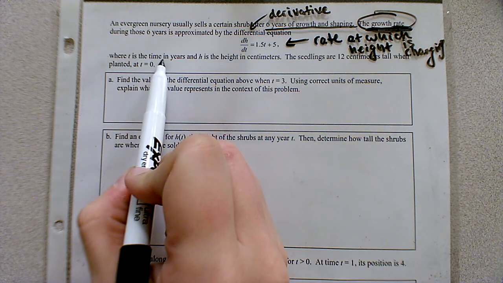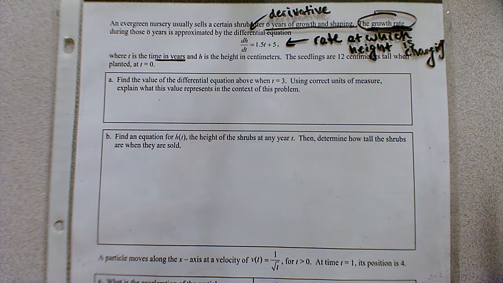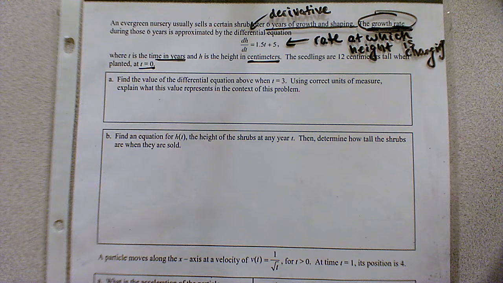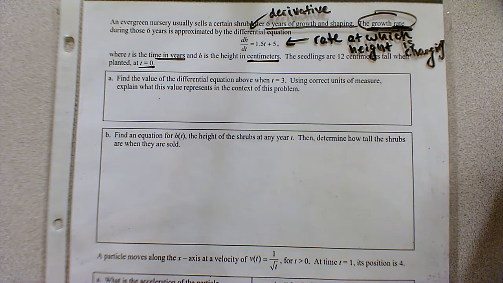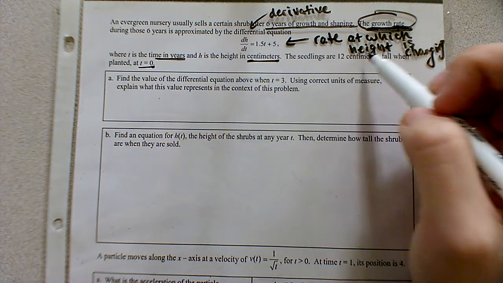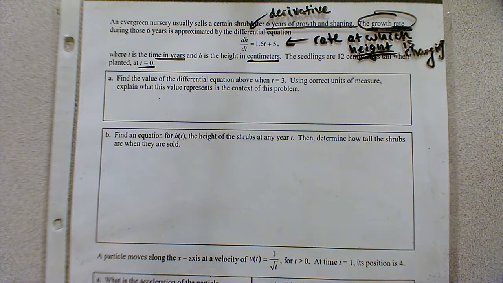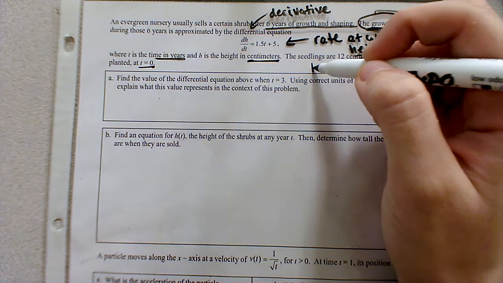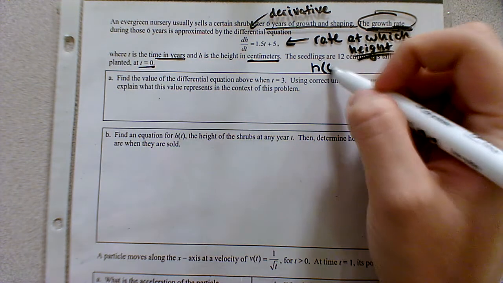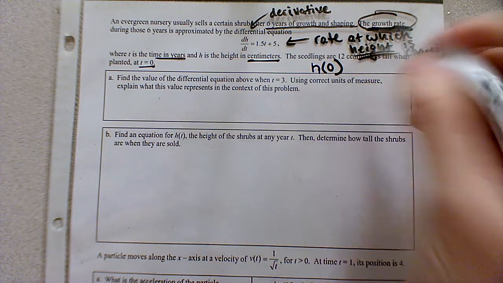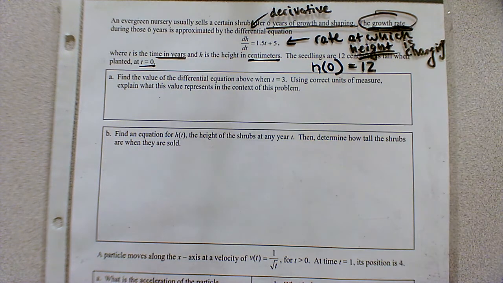T is the time in years, and H is measured as the height in centimeters. We also know that the seedlings are 12 centimeters tall when planted. So notice how this information is not necessarily a derivative value. This is representing an original function value, an original function that represented height in this case. So we could represent this information as at time 0, the height of the plant is 12.